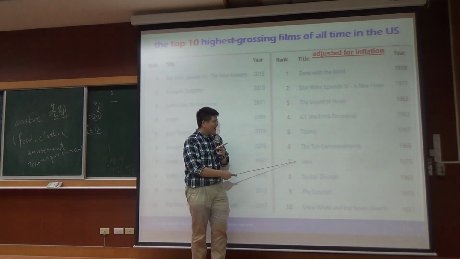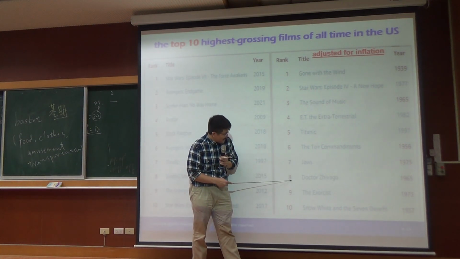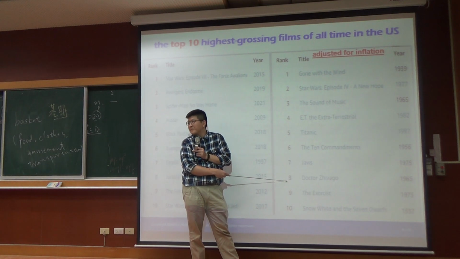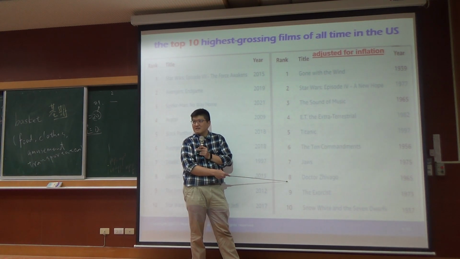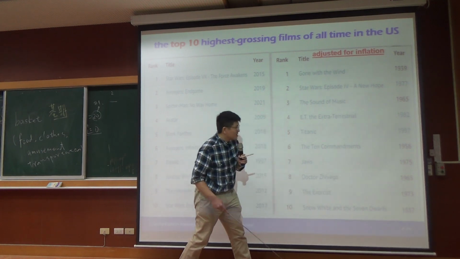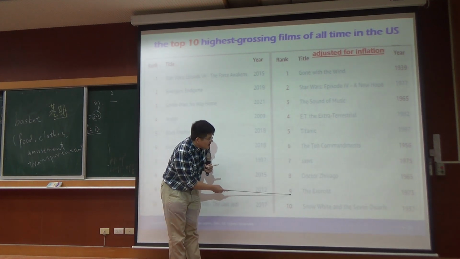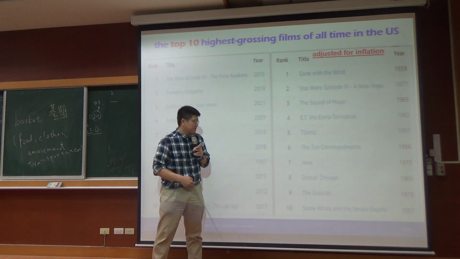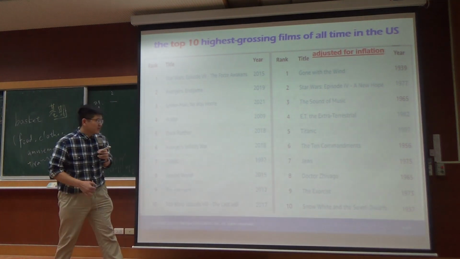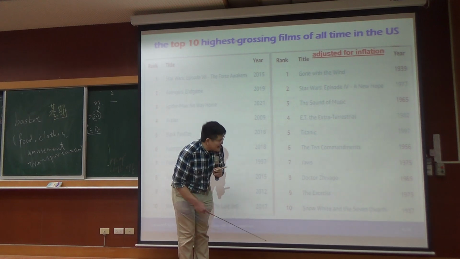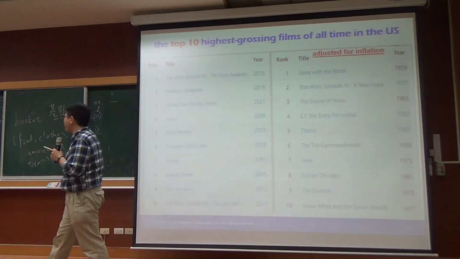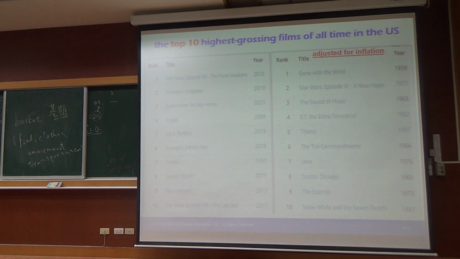All right, Jaws and Dr. Zhivago, 齐瓦克医生. Have you ever heard this? Dr. Zhivago was in 1965, and The Exorcist, 大法师, right? The Exorcist, and Snow White and the Seven Dwarfs, 1937.